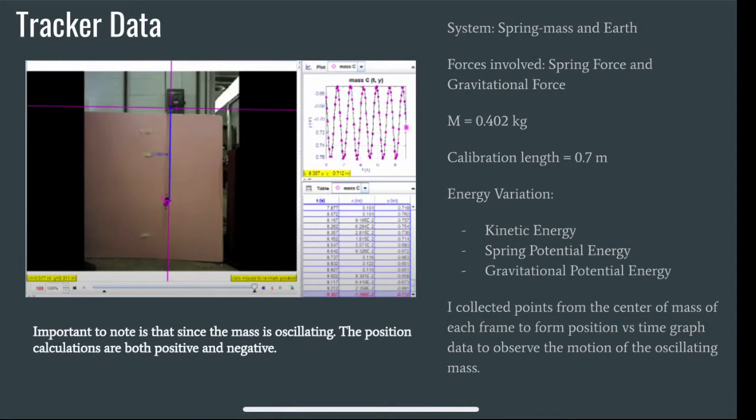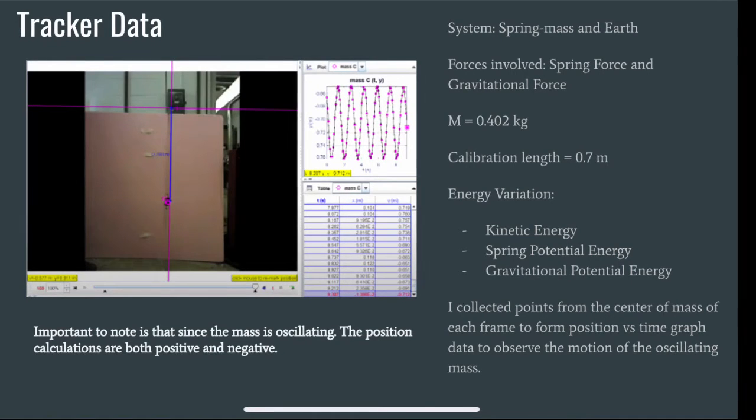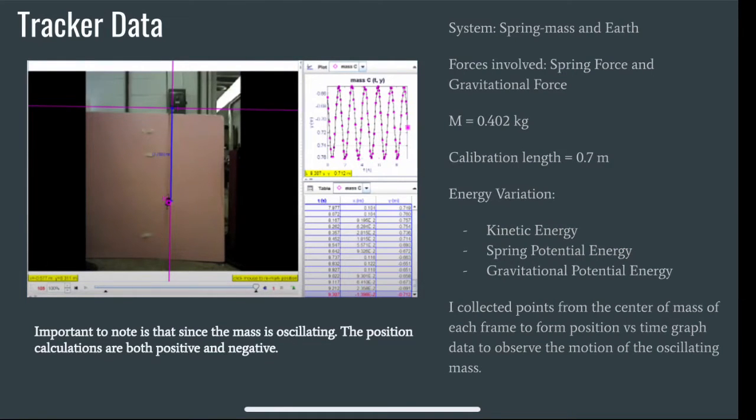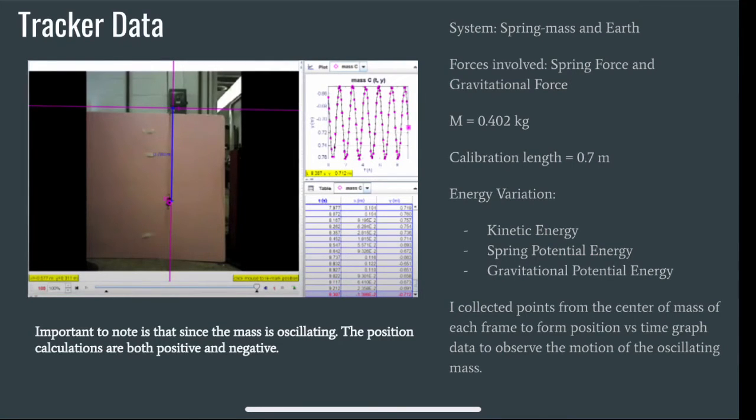So when using Tracker, we were told to calibrate the oscillating mass to 0.402 kilograms and to calibrate the length to 0.7 meters. The graph to the right is the y component of the position data, showing that the mass is oscillating. However, it also explains that because the mass is oscillating, the position calculations will be both positive and negative. It's also important to note that the system includes the spring mass and the Earth.